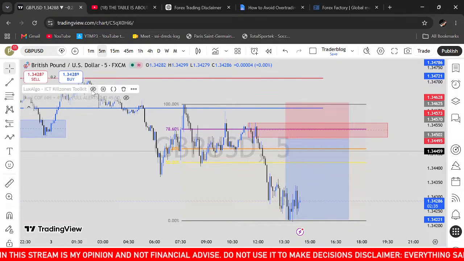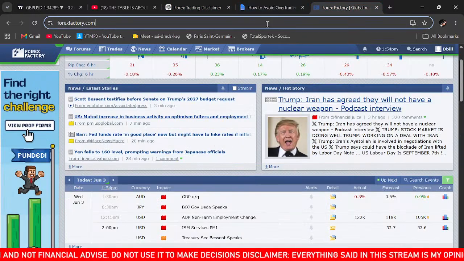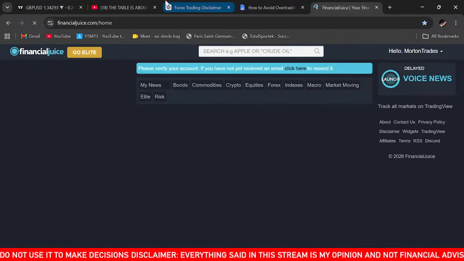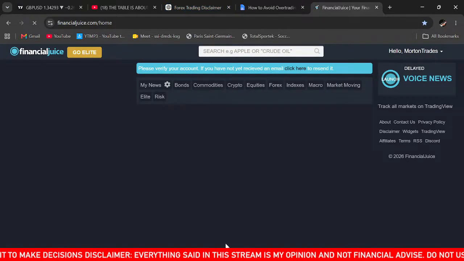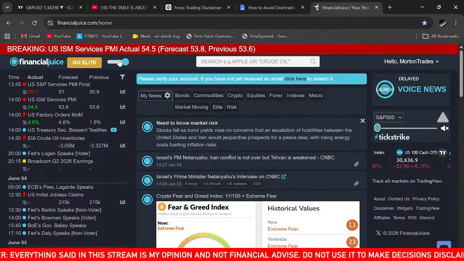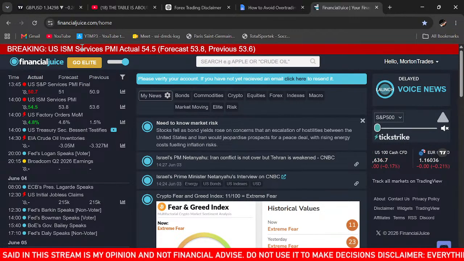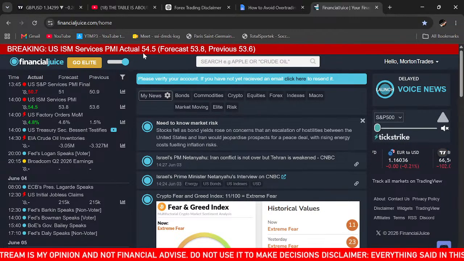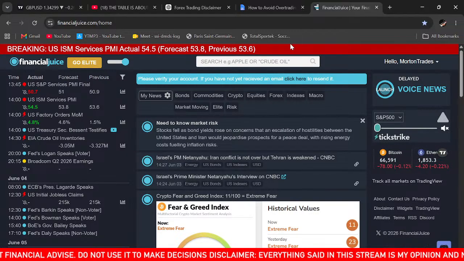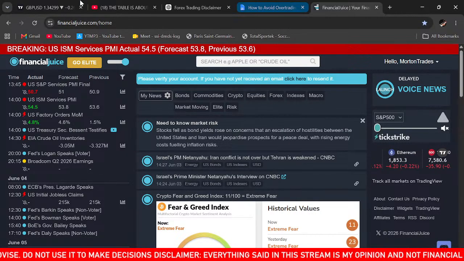I check what news items are available, as usual on Forex Factory or Financial Juice. I just come here and check. US ISM Services PMI actual was 54.5, forecast was 53, so it was just around the normal rate.